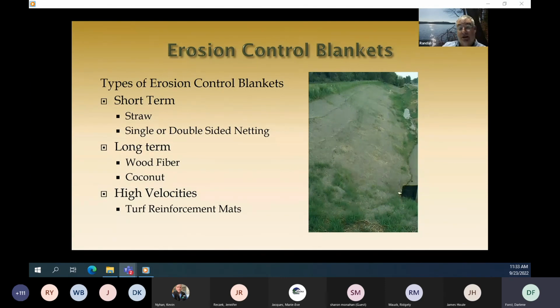If you need something to last longer term, you're going to look at wood fibers or coconut fiber. These will last a year, maybe 2 years, depending on the density of them. They also come in more of a netting form, which is even more heavy duty. And then high velocity, which is turf reinforcement mats. These are either 100% plastic or partially plastic, with a coconut fiber or other material on them, that allows water to flow over these at high velocity.